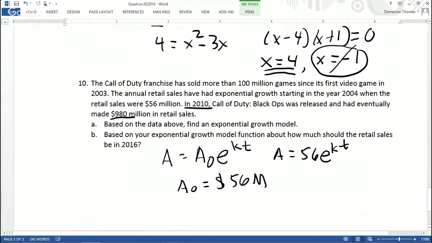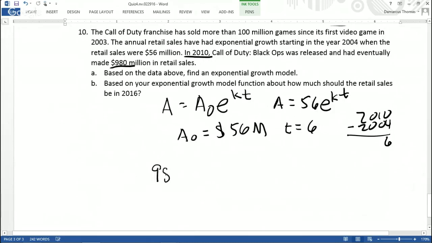Now in 2010, when t sub 0 is in 04, how many years have passed from 04 to 2010? Well, we'll have to let t equal 6. 2010 from 04, the difference is 6 years. So we let t equal 6. And then we also let our annual sales be 980 million. So we have 980 is equal to 56 e to the kt power, but t is actually 6. And we need to actually just solve this equation now for k.